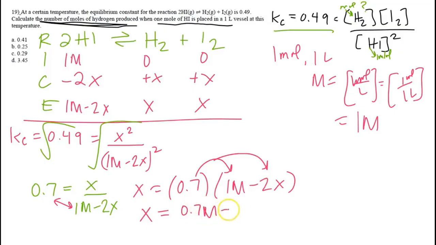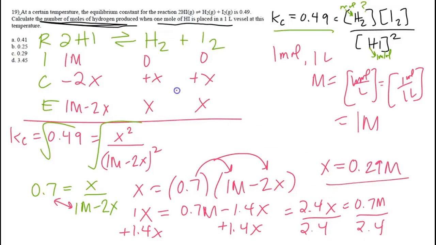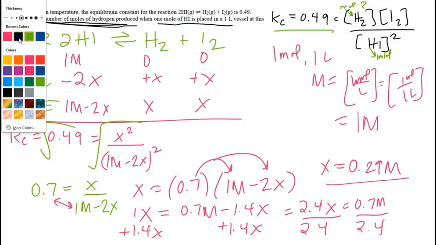0.7 molar minus 1.4x. So I'm going to add 1.4x to either side. Of course, there's a 1 in front of this x. So I'm going to have 2.4x. There's a 1 here, so I add those together. 1 plus 1.4 is 2.4x, which is going to equal 0.7 molar. Divide by 2.4 here, divide by 2.4 here. Therefore, my x is equal to 0.29 molar. So automatically, folks are like, okay, we got it. Let's go ahead and get our answer.